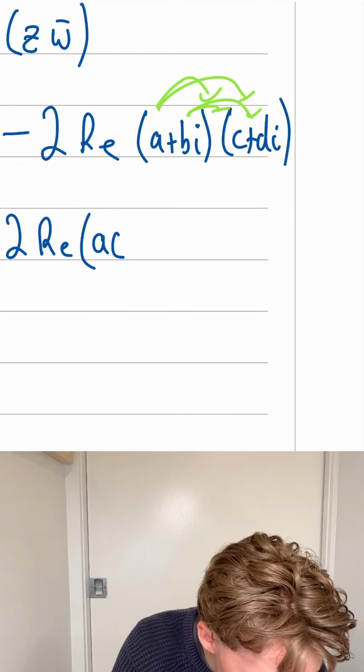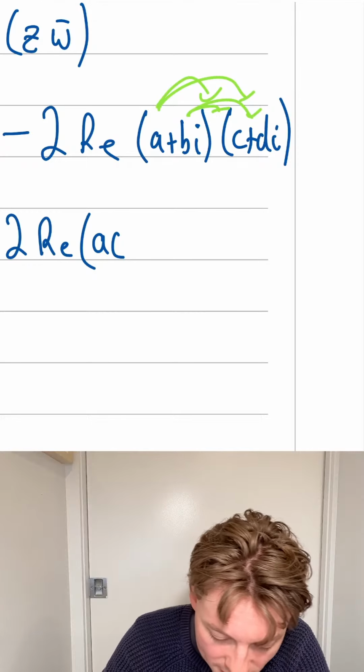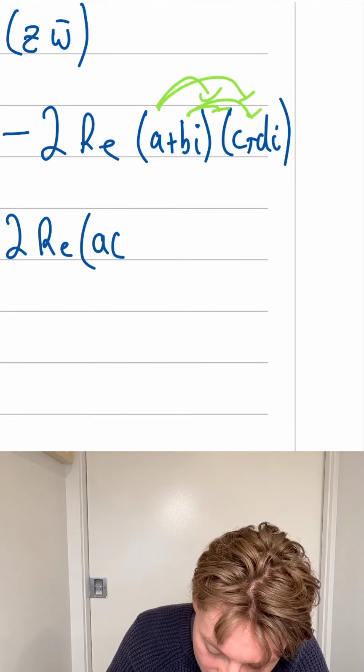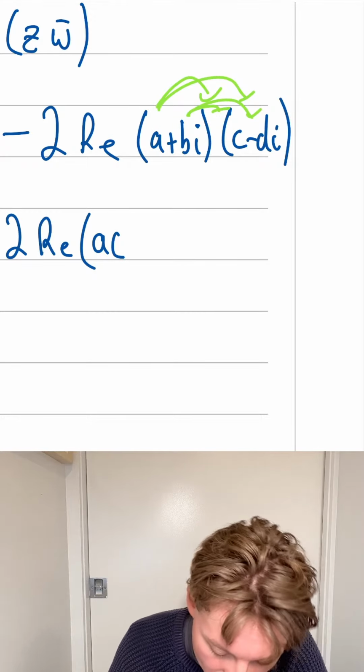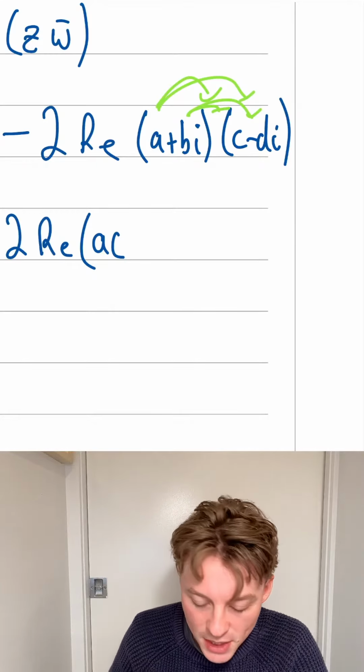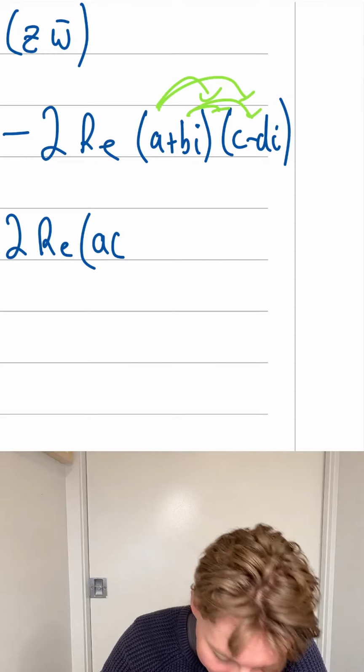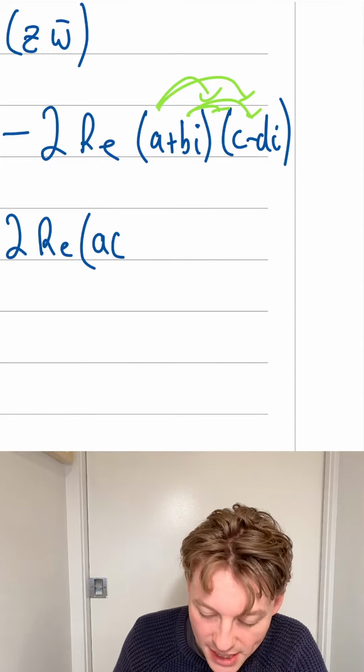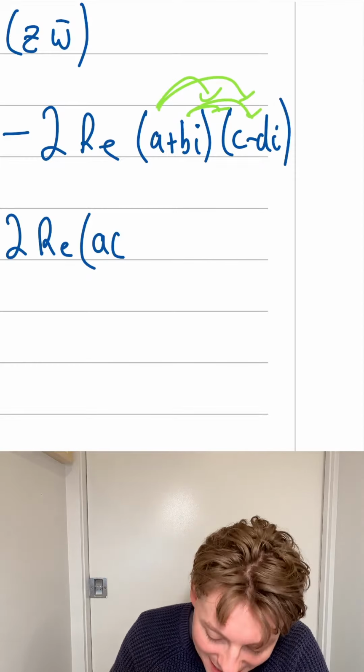Don't you need to do the conjugate? Oh, you know what? That's so true. I need to make this minus D. Thank you. That is minus DI. Yes, that should be minus DI. Thank you. So if I expand, I get A times C. I then get A times negative DI.